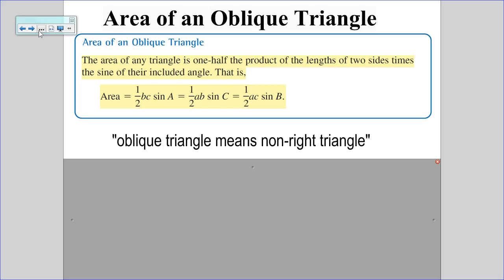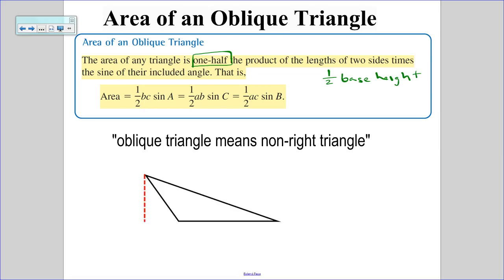Now the half part of that is the same 1/2 that's always in the triangle formula. You know, 1/2 base times height. And we're going to actually see in just a second how this formula actually matches that formula. So what I've done here is I've drawn an oblique triangle. That just means a triangle that's not right. And I've drawn the height of that triangle. Now remember, the height of a triangle has to be perpendicular. So that's why it's outside of this particular triangle.